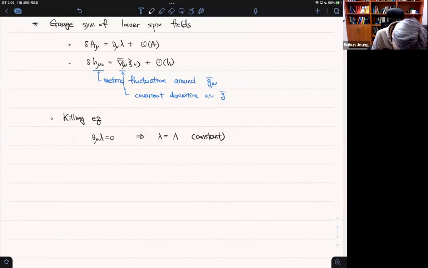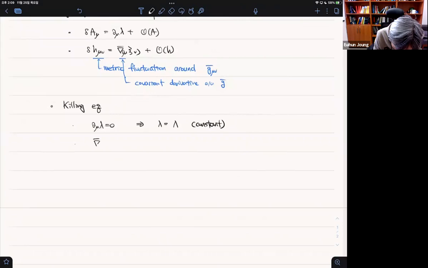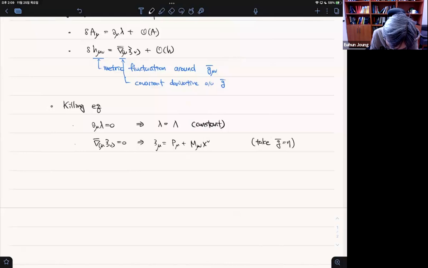And then in the case of gravity, so we need to solve this. And then for simplicity, if we take Minkowski background for simplicity, then actually we know that psi nu is nothing but this p mu. And then m mu nu x nu. And then this is translations. And then, so this is a global gauge, global internal symmetry.